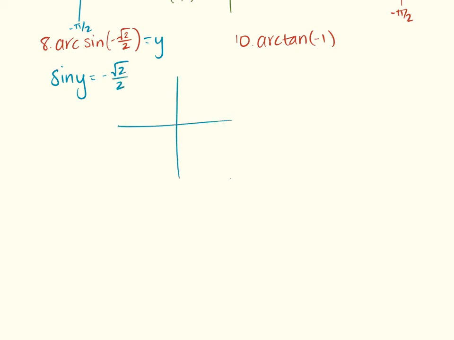Okay, sine, I either am in quadrant 1 or quadrant 4. In quadrant 1, sine is positive. In quadrant 4, sine is negative. So I know that I'm going to be down here. I know that this side is negative square root 2 over 2, right? And so the only angle I could have here is 45 degrees. And since we're moving in the negative direction, that means that we have y equals negative pi over 4.